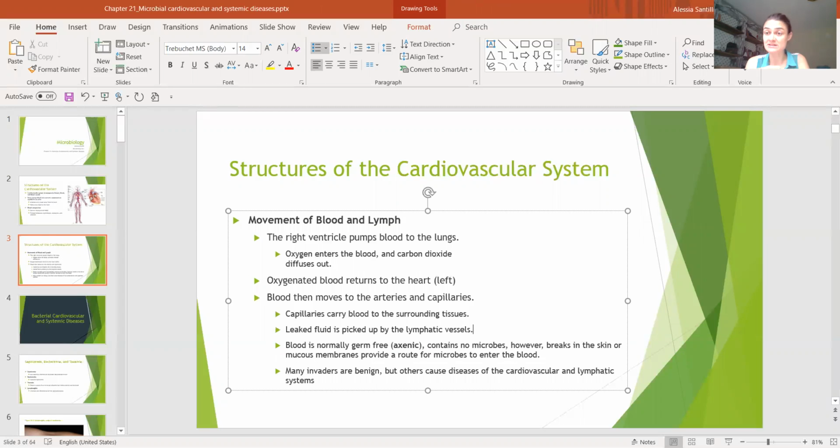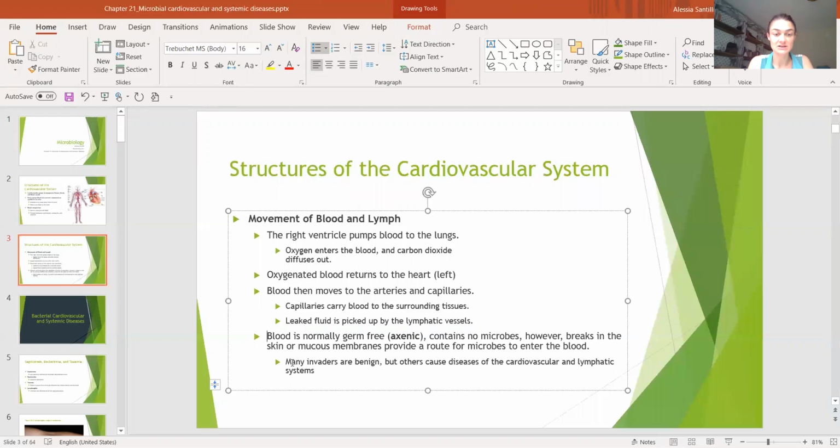And then this gets picked up by your lymphatic vessels. So any kind of leaked fluid is picked up by your lymphatic vessels. And so you also have your lymph system, right? Your blood is normally axenic. This is a really important thing to remember.